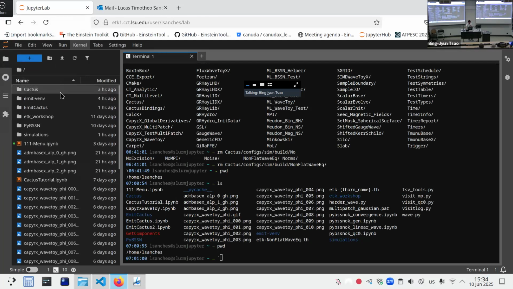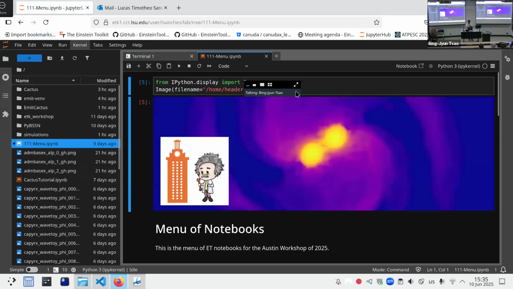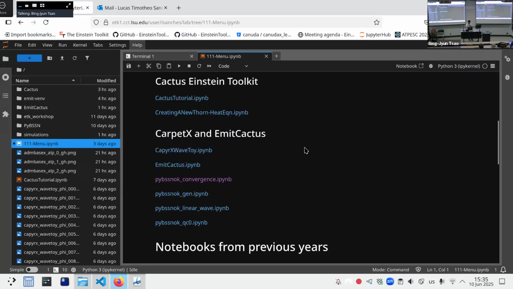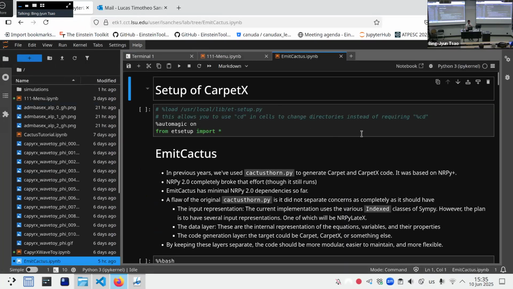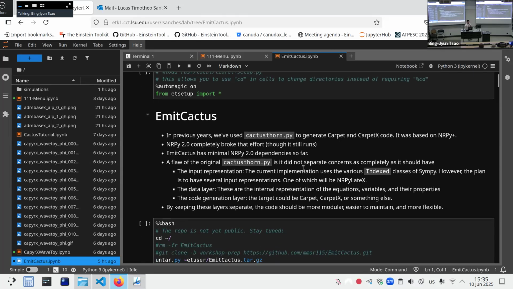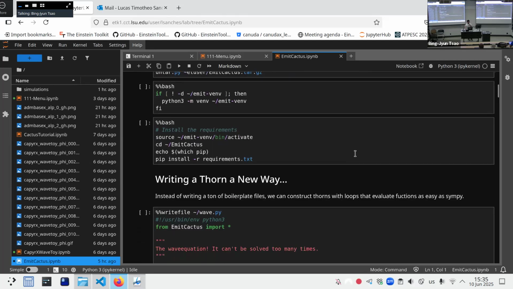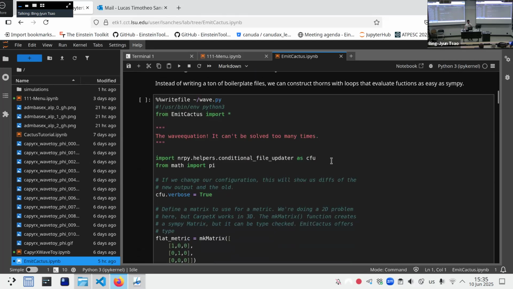Here in your folders, you should probably have a file called EmitCactus.ipynb notebook. My suggestion is that you use this notebook as a starting point and as a reference to what we're going to try to do here today. I was thinking of some interesting exercises; we could do the wave equation again, and if you want to try it in a different way than in this notebook, you're welcome to do so. Your main reference material is going to be found here in this notebook.